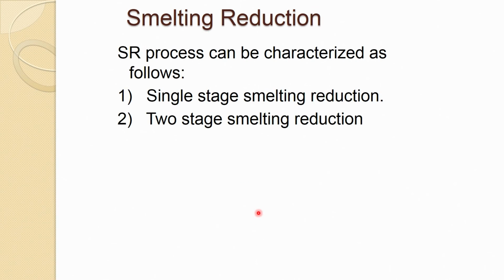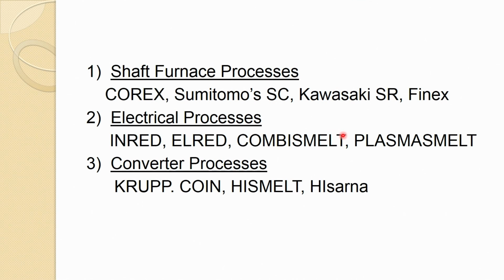So, smelting reduction processes can be characterized as either single stage smelting reduction or two stage smelting reduction. And the single stage smelting: shaft furnace process, Corex, Sumitomo, Kawasaki, electric arc. So, these are smelting reduction processes.